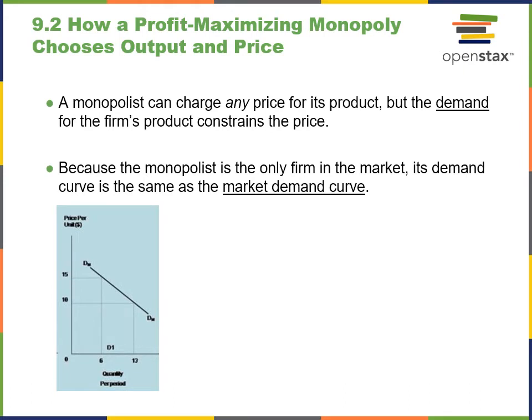So in this section, we'll discuss how a profit-maximizing monopoly chooses output and price. Monopolists can charge any price for their product, but the demand for the firm's product constrains the price they have. Because the monopolist is the only firm in the market, its demand curve is the same as the market demand curve.